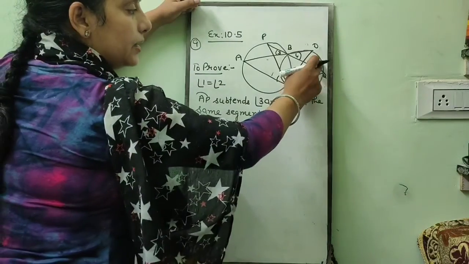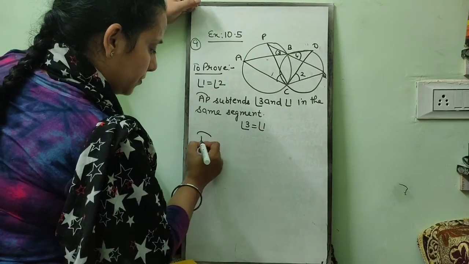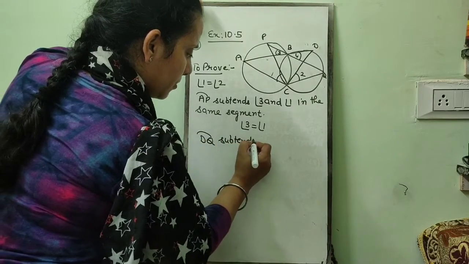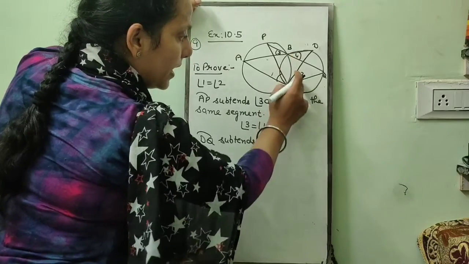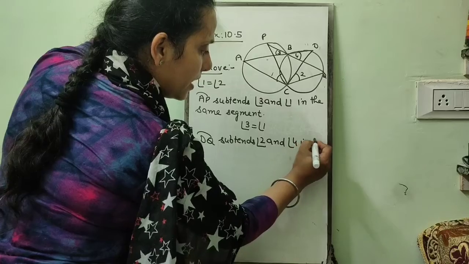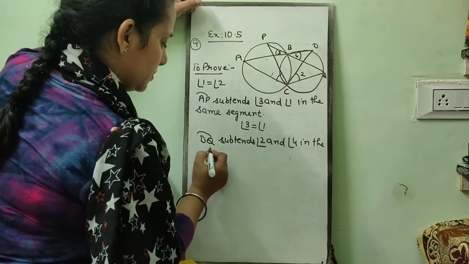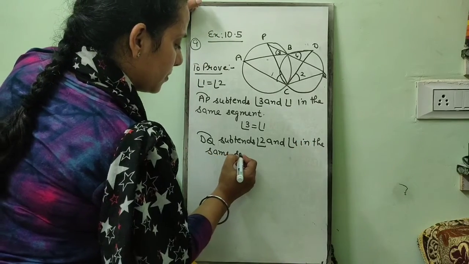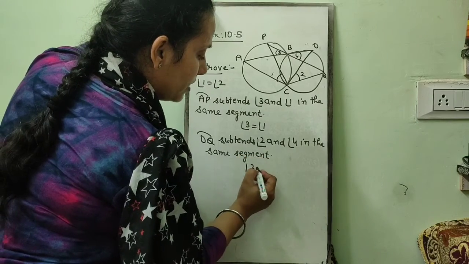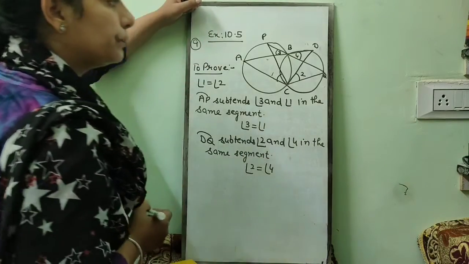Again, here arc DQ subtends angle 4 and angle 2 in the same segment. It means angle 2 will be equal to angle 4.